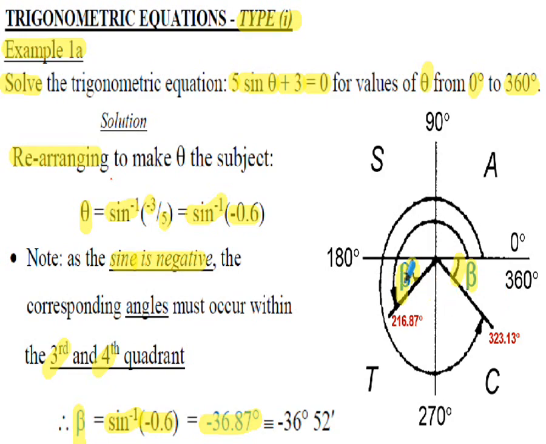So if I replace the beta with the angle of 36.87, I can work out a solution for theta. One solution is going to be 180 degrees plus the 36.87, which will give me 216.87 degrees. So that's a solution for theta. And the next solution is 360 take away the beta angle of 36.87 to give me 323.13 degrees. So now using the ASTC diagram, I've found my two solutions for theta within the 0 to 360 degree envelope. The next slide shows in more detail how to actually calculate these particular values of theta.